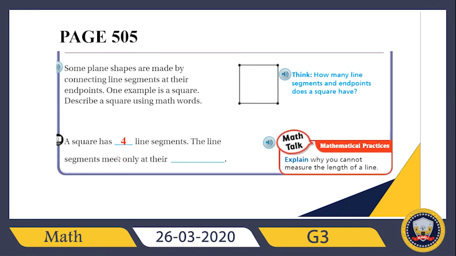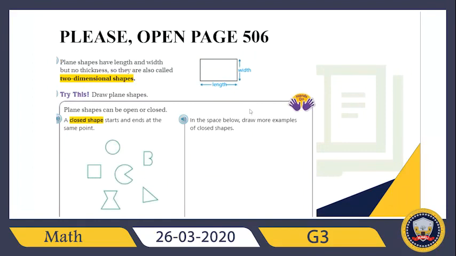The line segments meet only at their, they meet where? So at their end points. Good job, because I know each line segment has 2 end points, and if I want to meet them, they will only meet at their end points. Good. Okay, right now turn the page.